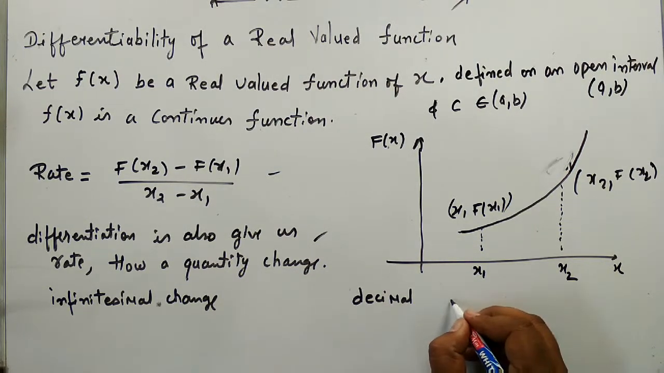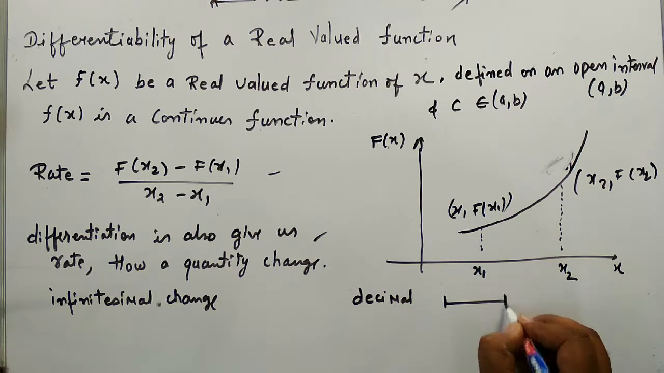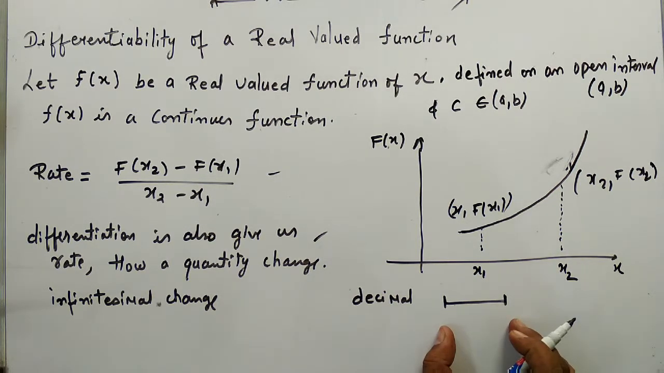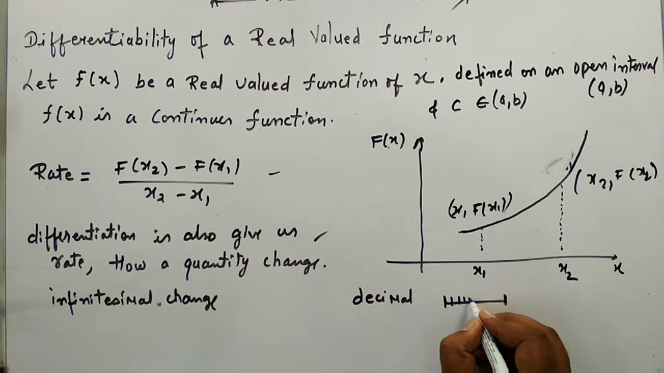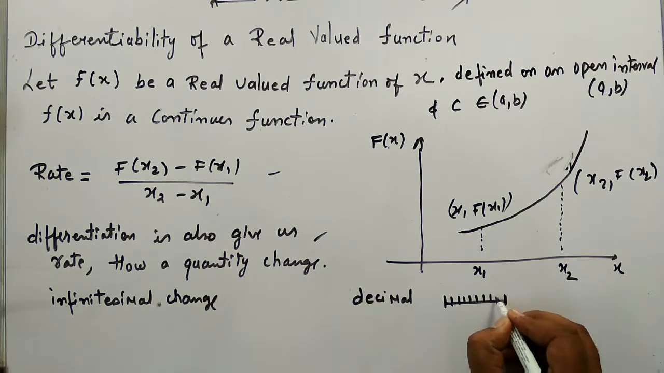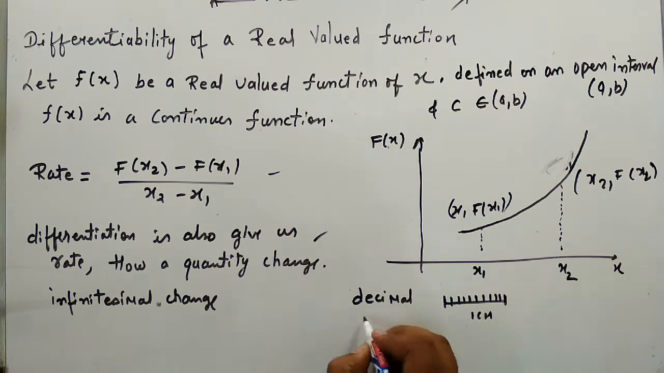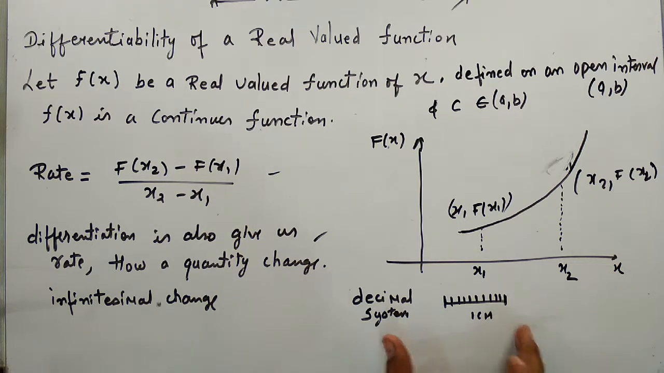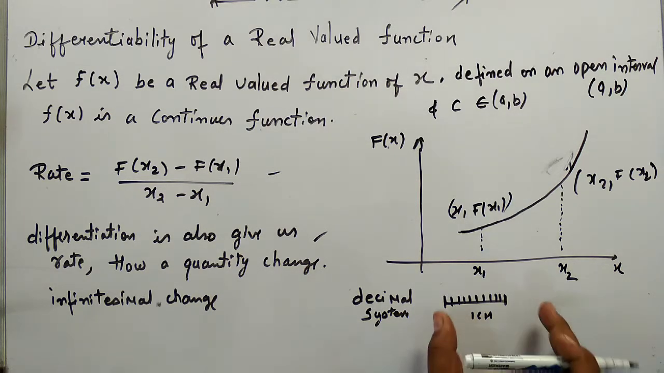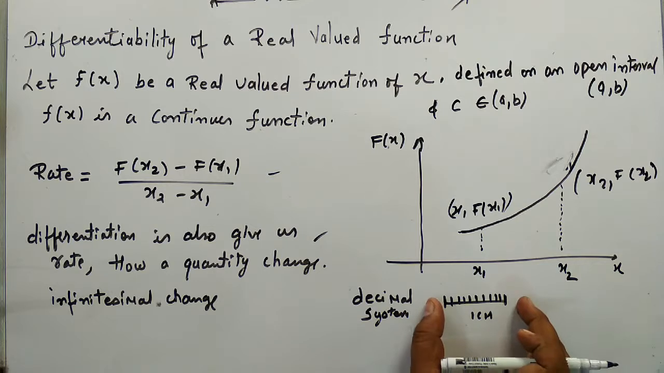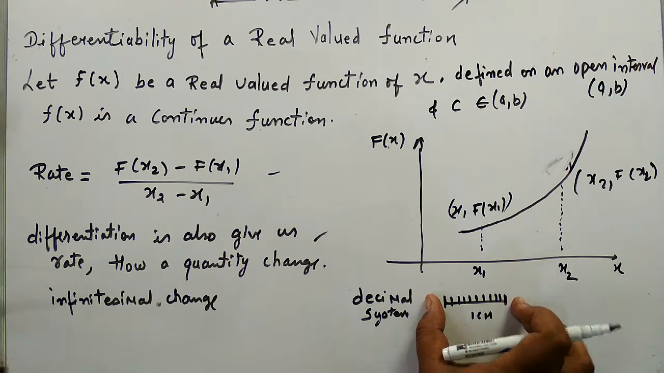Let us take a 1 centimeter line. Assume this is equal to 1 centimeter, and this 1 centimeter line is divided into 10 equal parts: 1, 2, 3, 4, 5, 6, 7, 8, 9 and 10. This is the decimal system. We are going to understand infinitesimal change by this decimal system. So in the decimal system, we have a line and we have divided it into 10 equal parts.